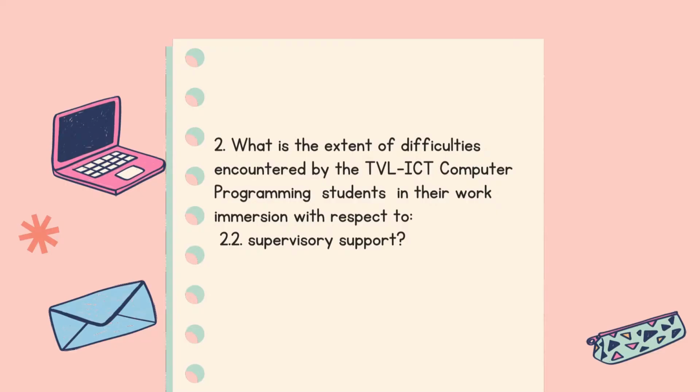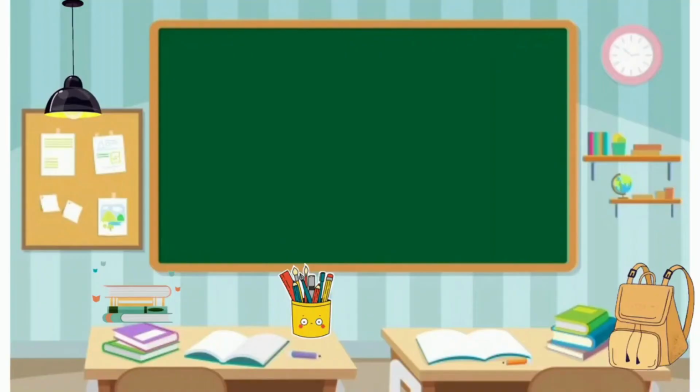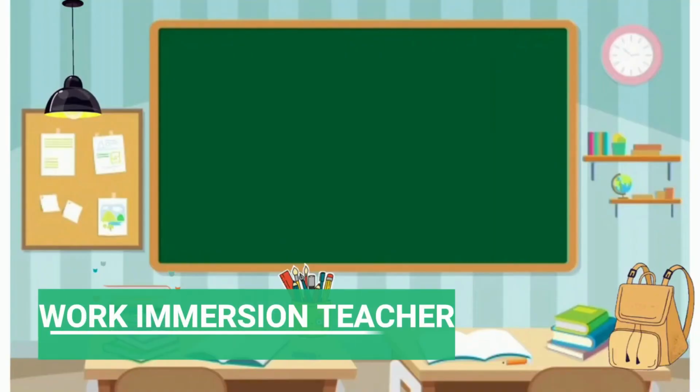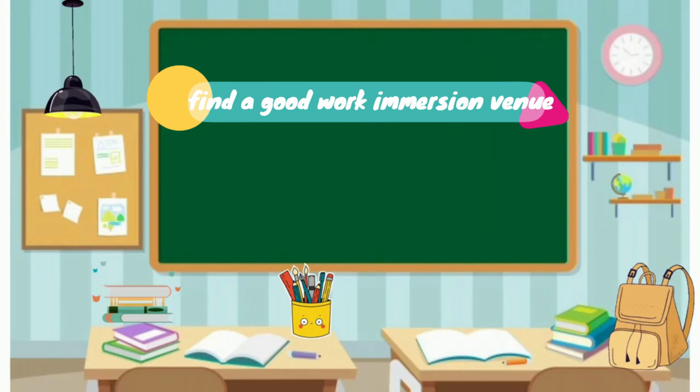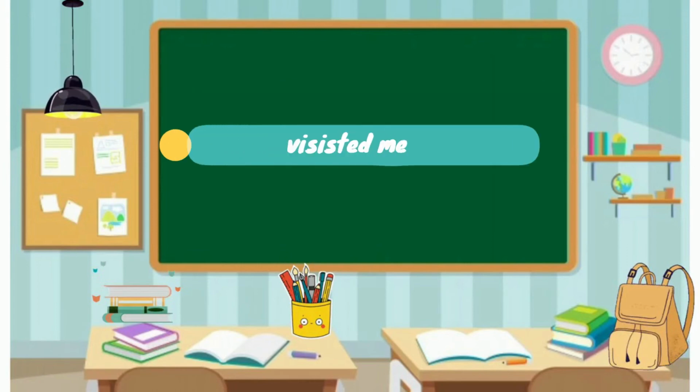Let us have the second variable, which is supervisory support. In our case, there are 2 supervisors, the work immersion teacher and the work immersion immediate supervisor. This time, we are going to draft questions about the various support they receive from their supervisors. So, we are going to follow the same process. We're going to write phrases that are related to our variables, and then rewrite them in the form of statements and connect them to the work immersion.